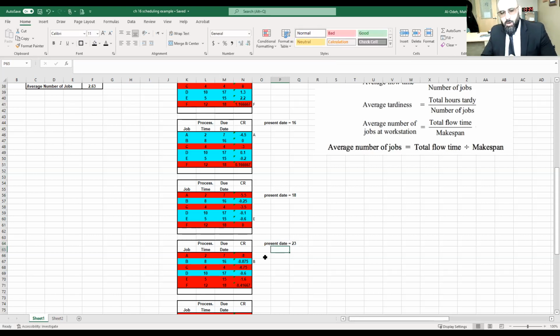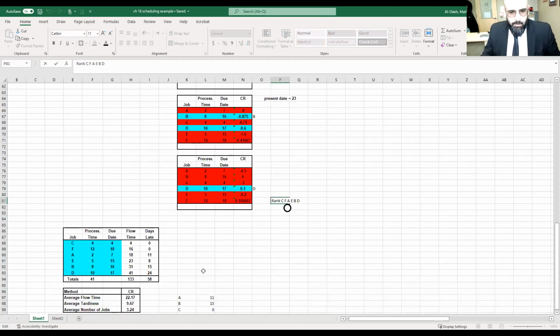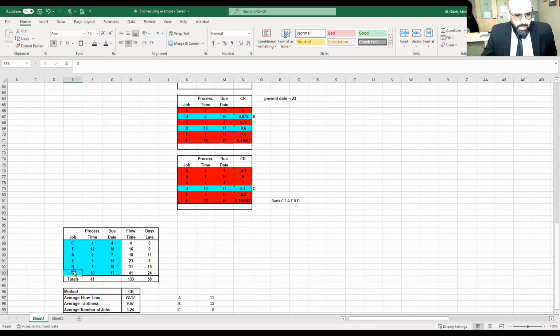Now let's calculate the CR based on the present day of 23 for B and D. We found out that B has the lowest CR, so we have to go with B for that. So the sequence would be C, F, A, E, B, and D. That's the rank. And now we build the table based on this order: C, F, A, E, B, and D.